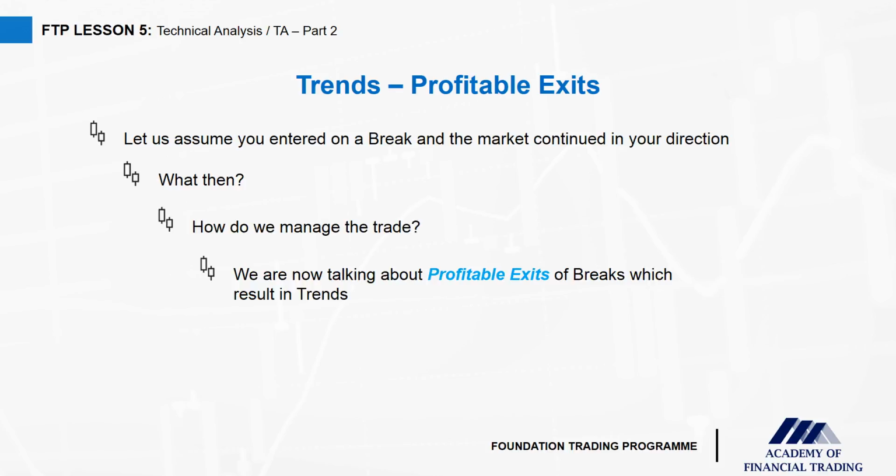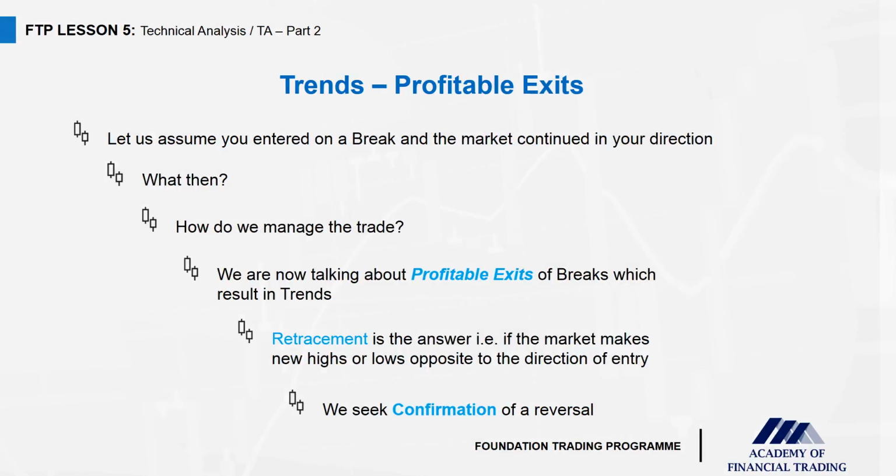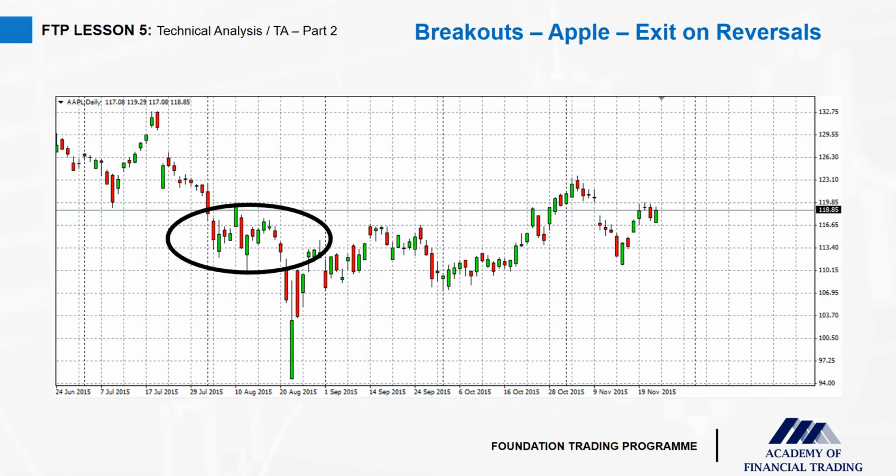We're now going to be talking about profitable exits, which involves trends. So retracement is the answer. If the market makes new highs or lows opposite to the direction of entry, we see confirmation of a reversal. So again, we're looking at the Apple example. We can see a clear ceiling. We can see our support, or clear floor, as it rises. So we're waiting for confirmation.